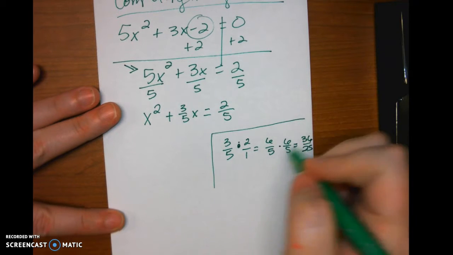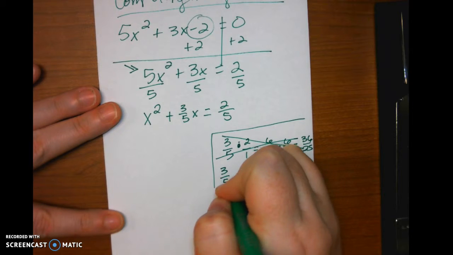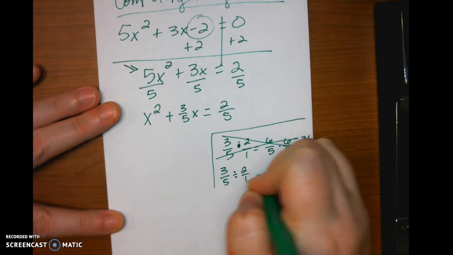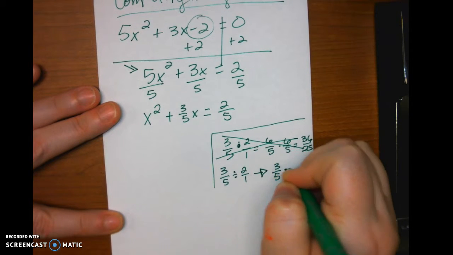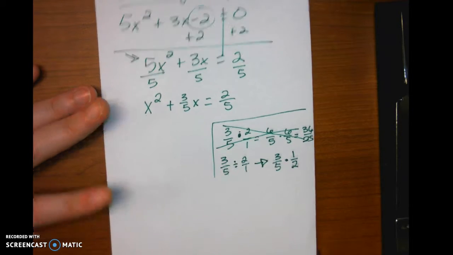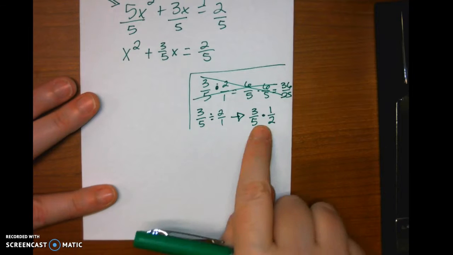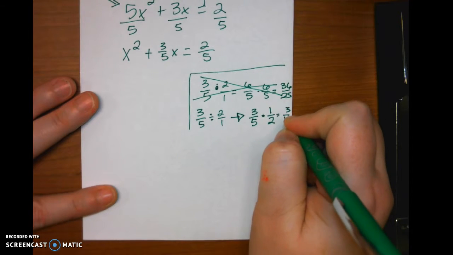Can't do things in my head. Cross this out. I'm so sorry. I should have written it out. 3/5 divided by 2 changes to 3/5 times 1/2. I thought I could be slick. I was oh so wrong. Please forgive me. Okay, so 3/5 times 1/2 equals 3/10.